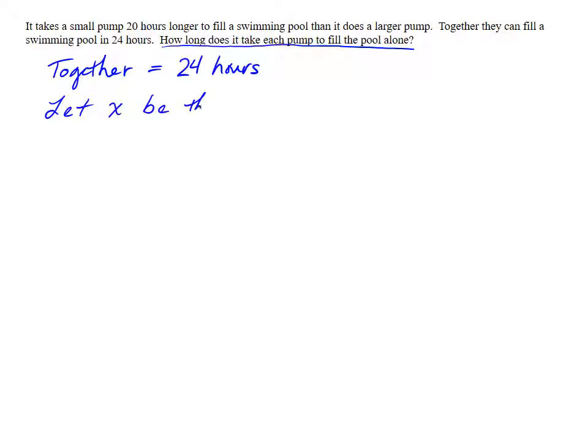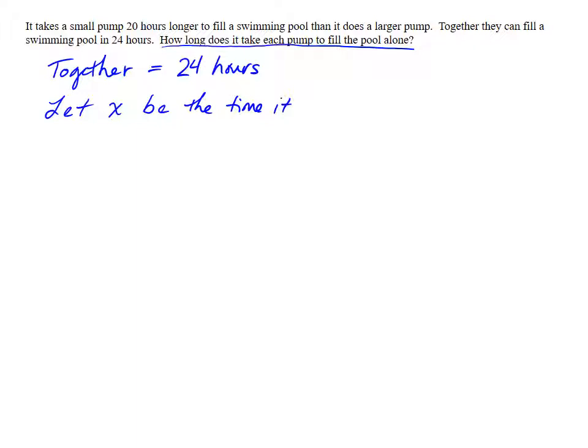So in this example, we know their together time. Together, it takes them 24 hours. Okay, what we don't know is how long it takes each pump to fill the pool alone. So when we don't know something, that's when we introduce a variable. Let's let x be the time it takes.